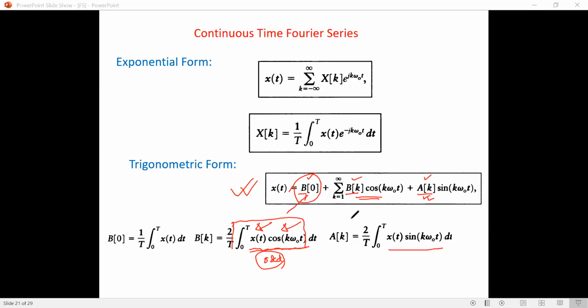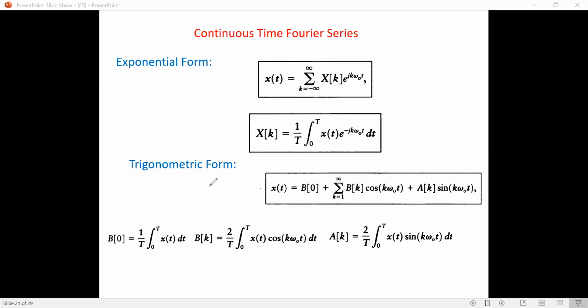But we generally prefer the exponential form of Fourier series. This exponential form can easily be derived from the trigonometric form by using Euler identity. You simply replace your cosine term by e to the power j. What happened? Is it okay? Yes, sir.